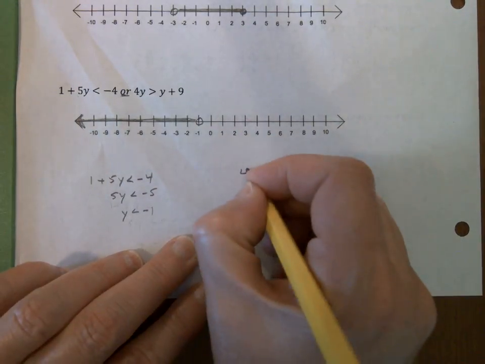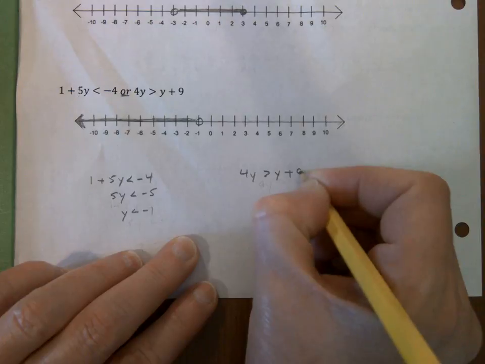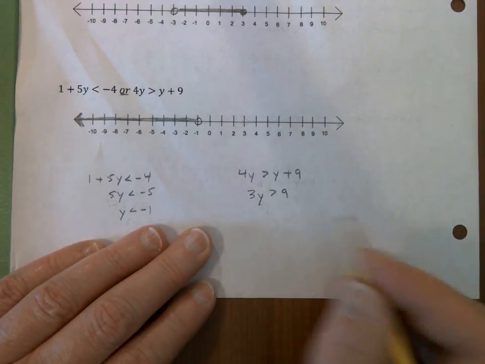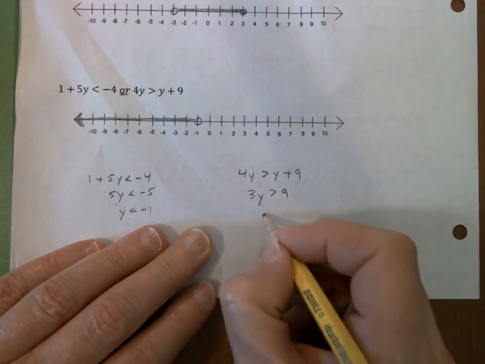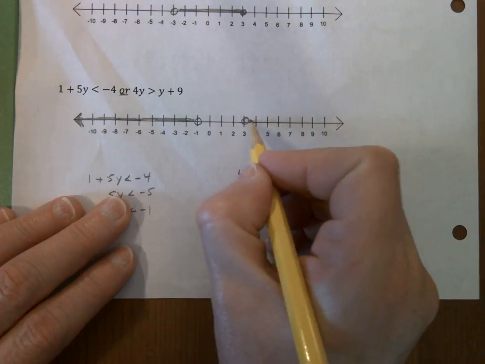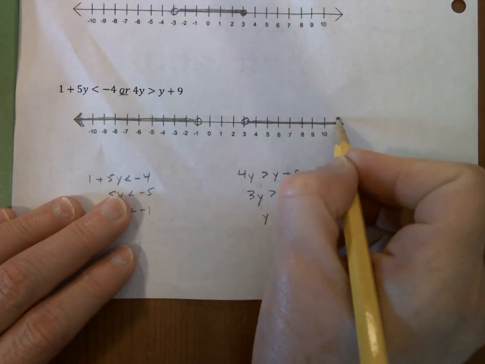And if I do the second one, I have 4y greater than y plus 9. I'm going to subtract y from both sides, so I have 3y is greater than 9. Divide both sides by 3, so I have y is greater than 3. So I have an open circle at 3, and I shade to the right.